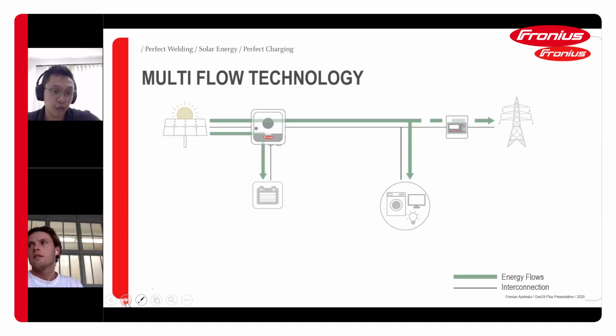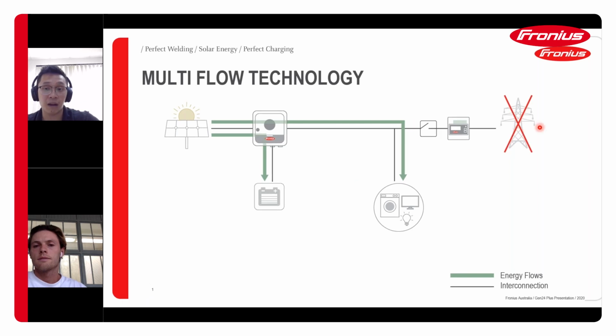Then the next feature when it comes to the Gen24 is the multi-flow technology. So what is the multi-flow technology? So when you have a DC couple solution, especially with Fronius, what we can do is basically charge the battery at the same time and send power to your load at the same time, or send power to the grid if you still have excess, right? If your batteries are already charged. And this multi-flow technology also applies when the grid is down. So we can charge the battery and also send power to the loads.